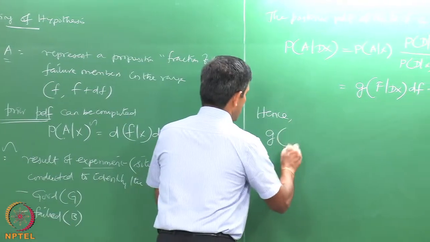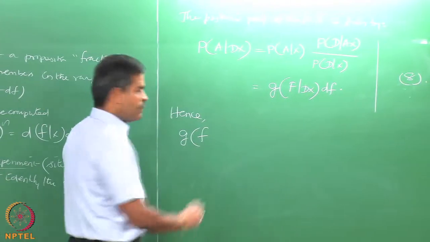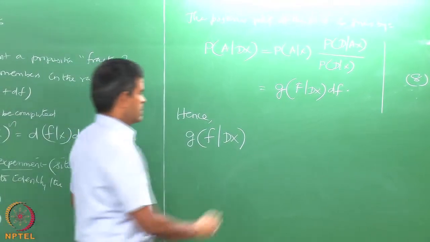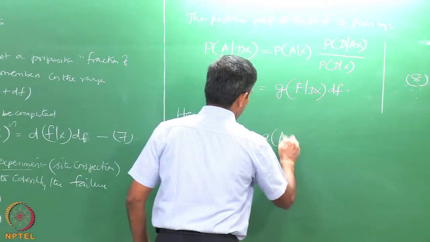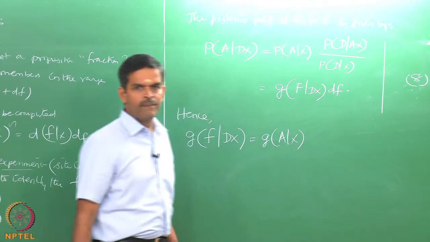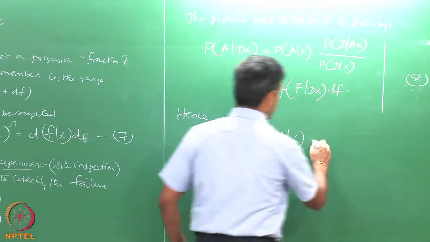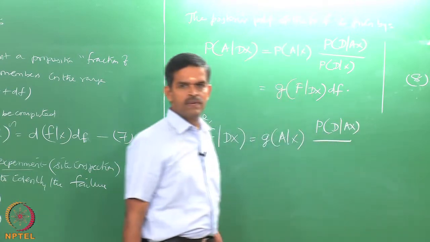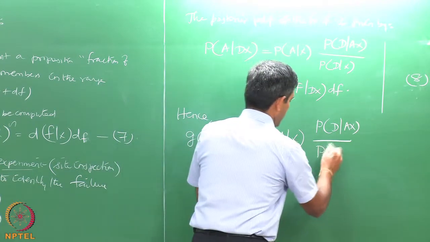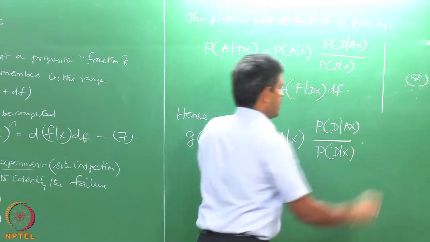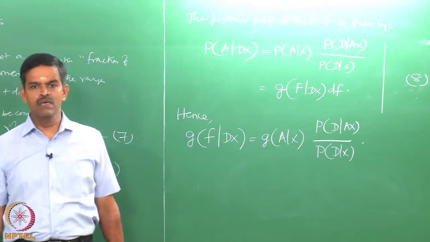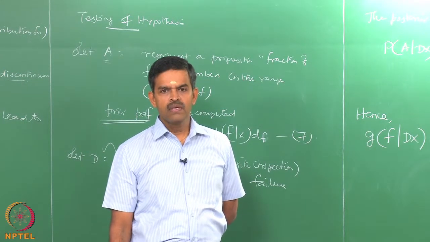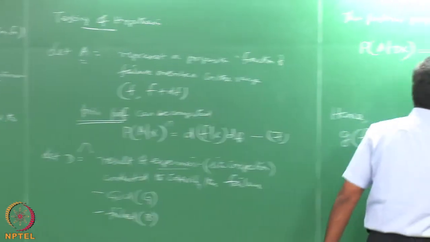Hence, g of f given dx is g of A given x P of D given Ax by P of D given x, where we have used the rules of probability which I discussed earlier. We call this equation number 9.